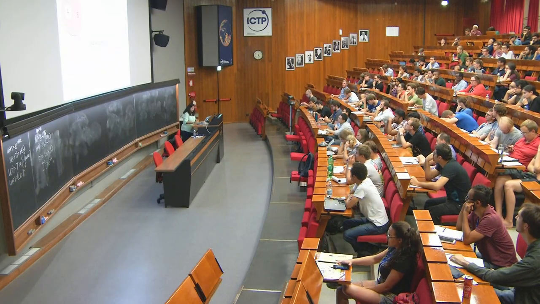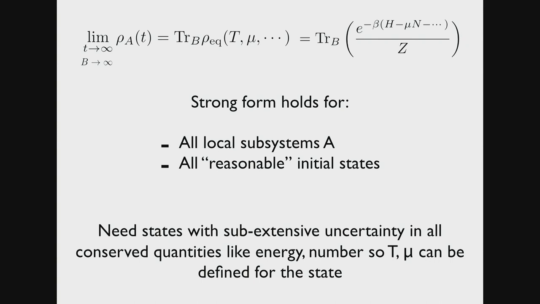All right. So in a strong form, the statement that I just said about systems reaching thermal equilibrium at late times holds for all local subsystems A, up to what we just discussed, and all reasonable initial states, okay? So what are reasonable initial states, right? These should be states with some sub-extensive uncertainty in conserved quantities like energy, number, and so on, so that you can actually define a temperature or a chemical potential, right?